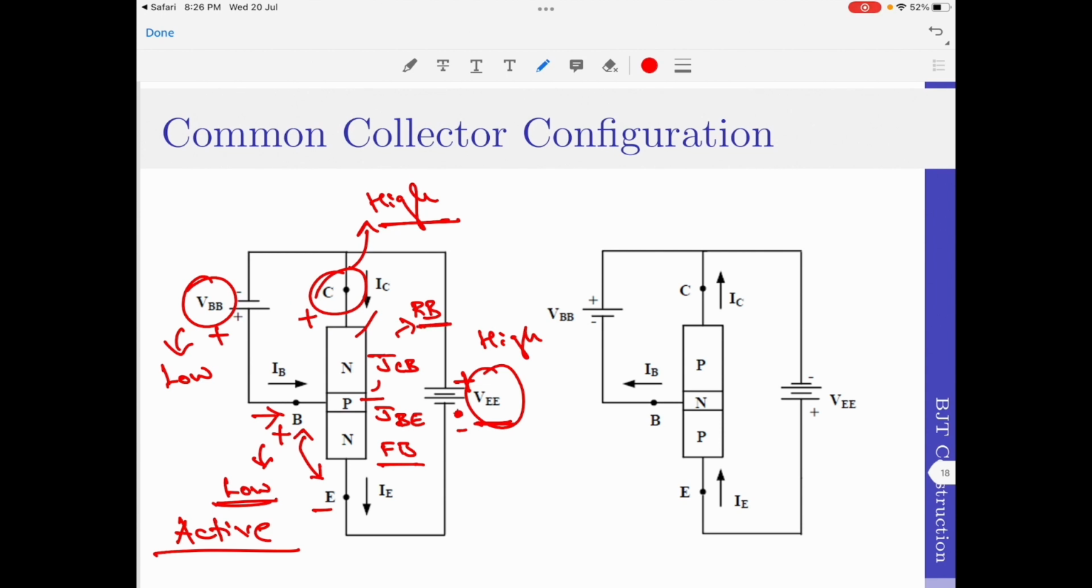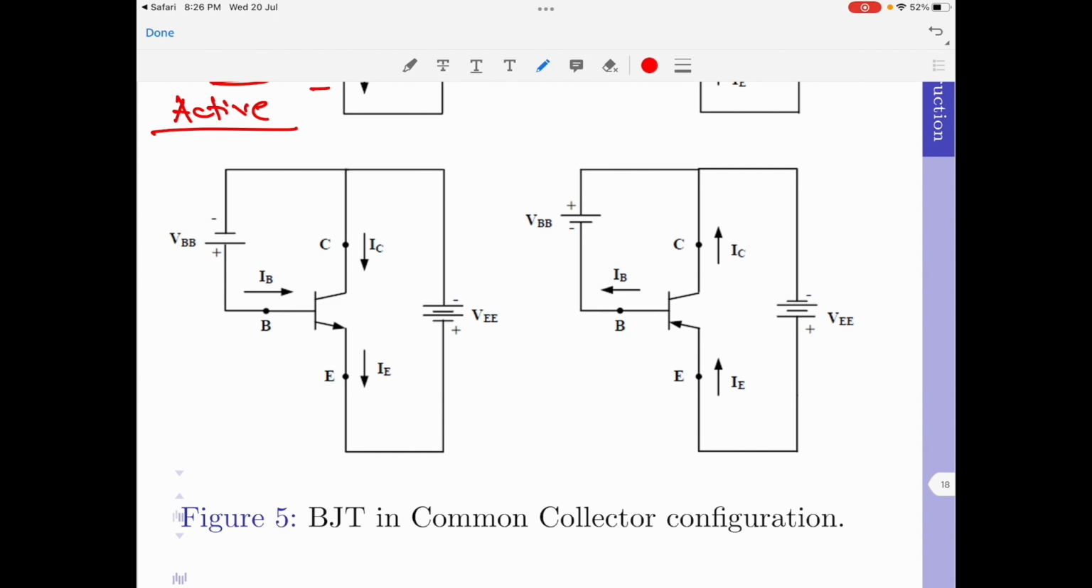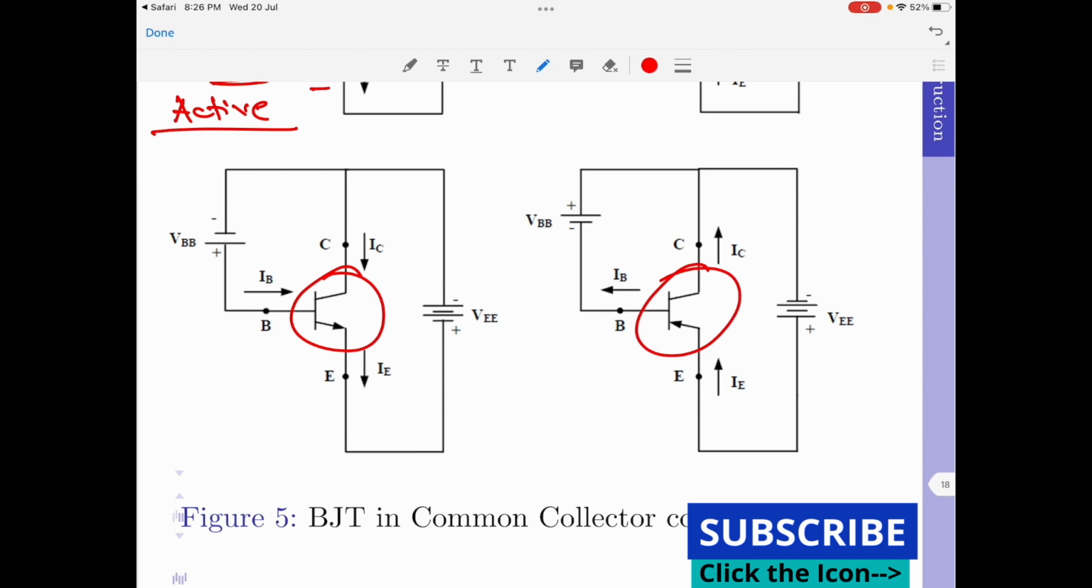Once again, by reversing all the voltages and currents, the same explanation can be fit for the PNP transistor as well. Down here, I have shown the circuit diagrams using the original symbolic representations for NPN and PNP transistors.